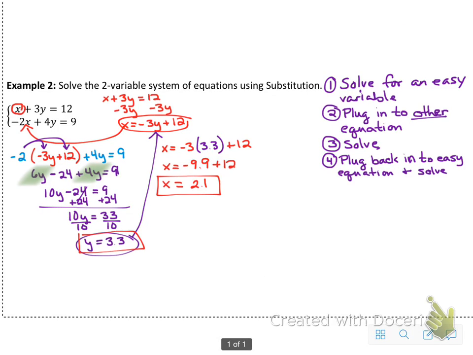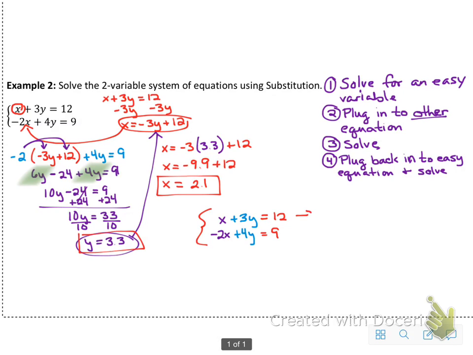And I'm going to color code it for you this time. So, we have x plus 3y equals 12. And then we have negative 2x plus 4y equals 9. Okay, that's our system, right? And it's got this in front of it.